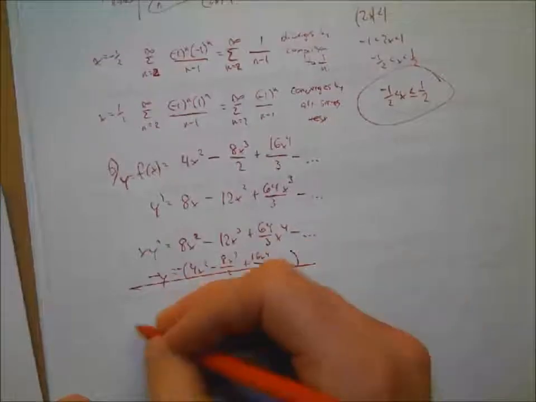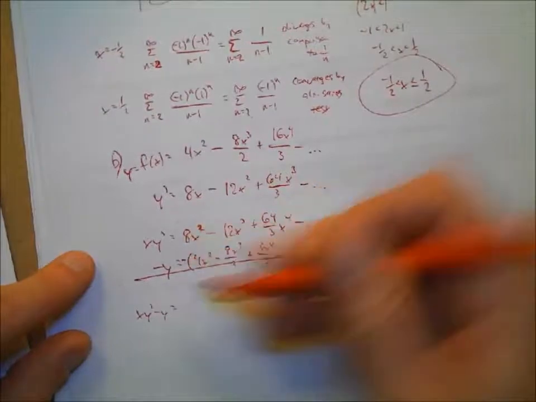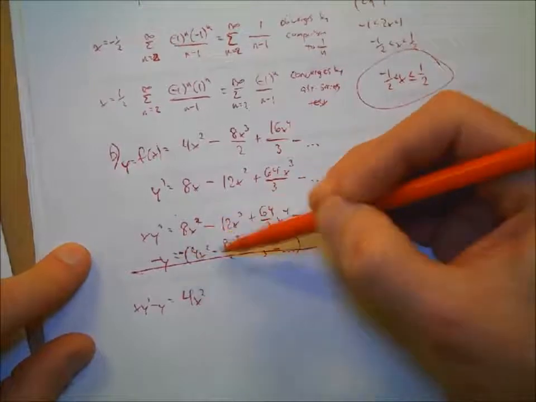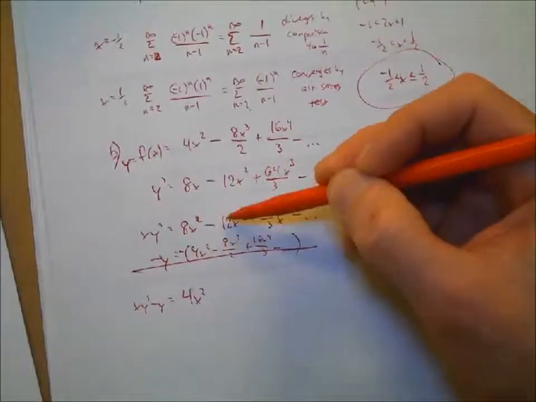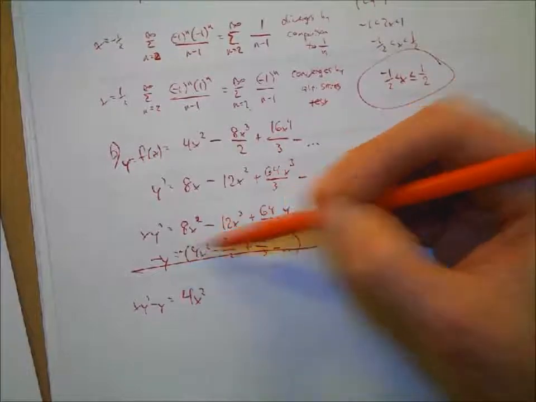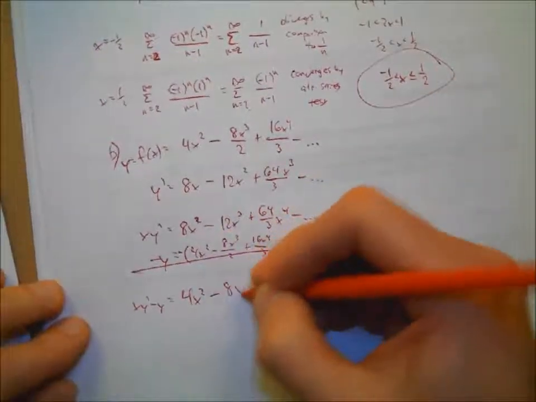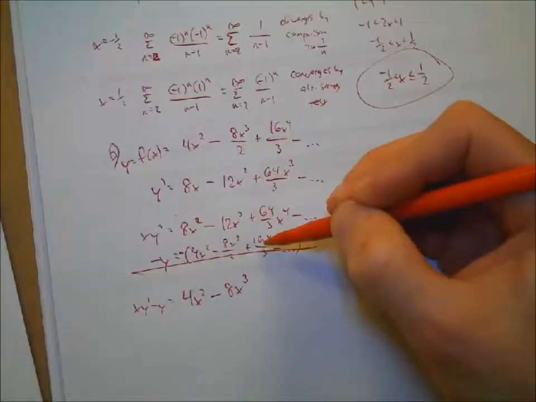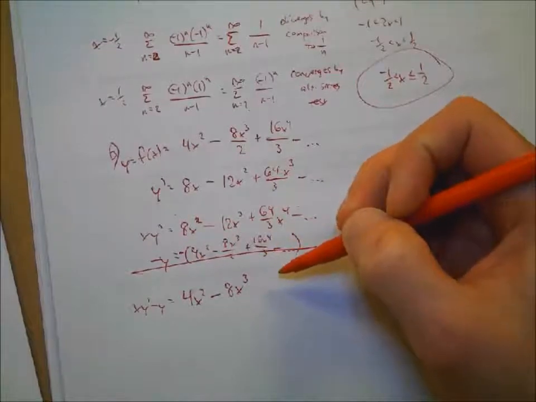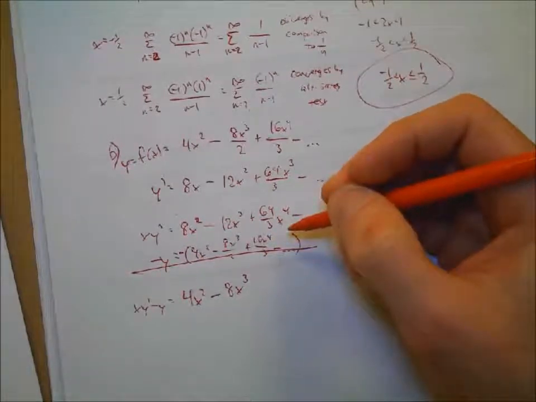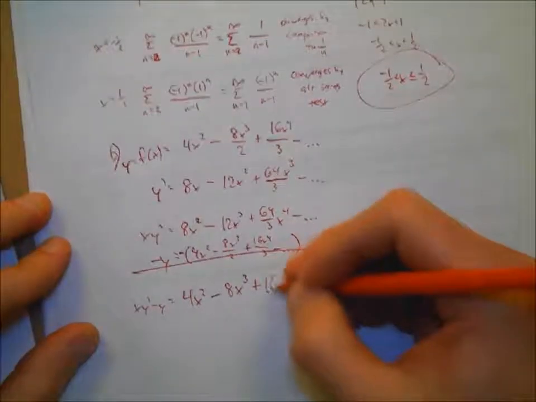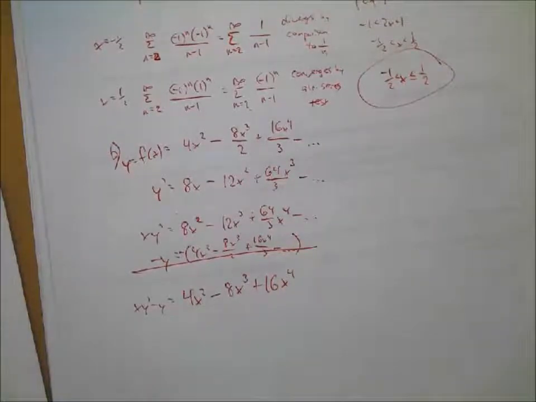So xy prime minus y, and we'll just combine like terms. So we're going to do 8x squared minus a 4x squared, we're left with 4x squared. Negative 12x cubed, minus a negative becomes plus a positive. So we're going to do minus 12, but then add a positive 4, so it becomes minus 8x to the third. And then we have 64 thirds minus a positive 16 thirds. 64 take away 16 is going to be 48 thirds, but 48 thirds is really 16. So we're ending with 16x to the fourth there, minus dot, dot, dot.